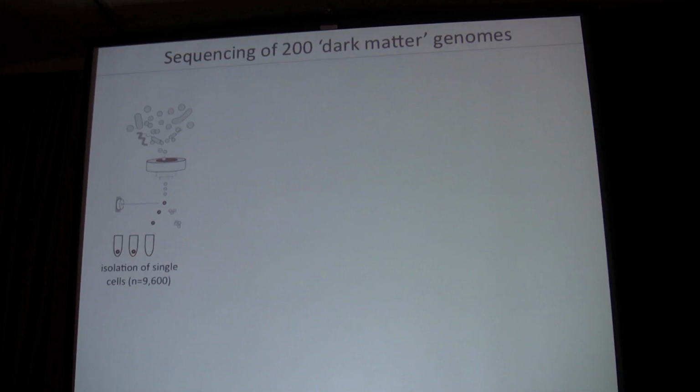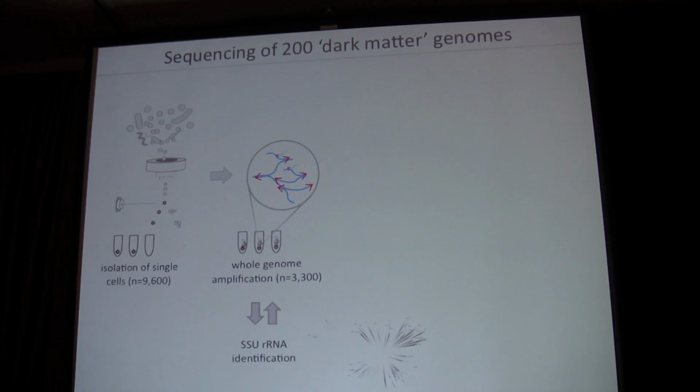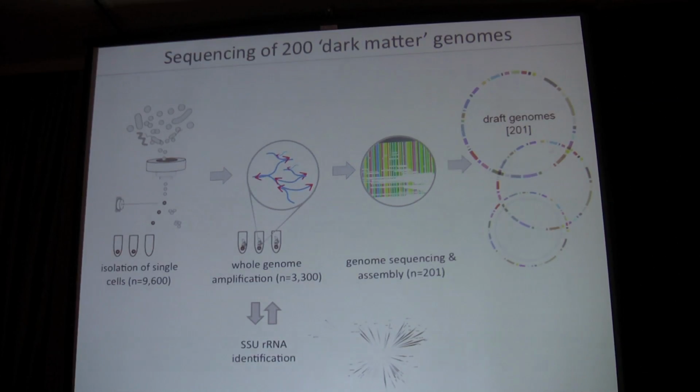So what did we do? We sorted these 9 samples. We isolated over 9,000 cells. Out of these, we had over 3,000 successful MDAs, which we were able to screen using universal 16S primers to figure out what these cells are. And then we genome sequenced and assembled about 200 of them, which resulted in 200 single-cell draft assemblies.